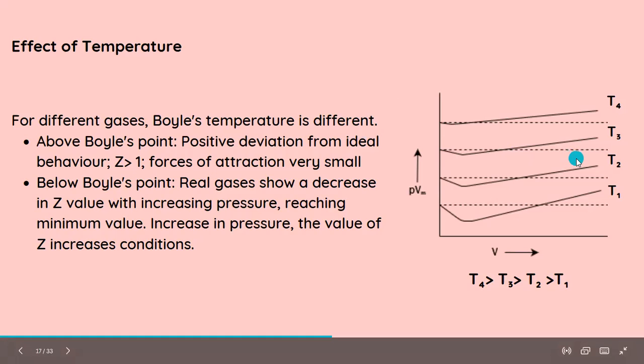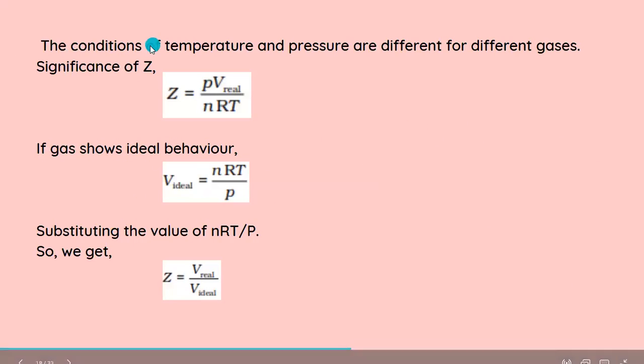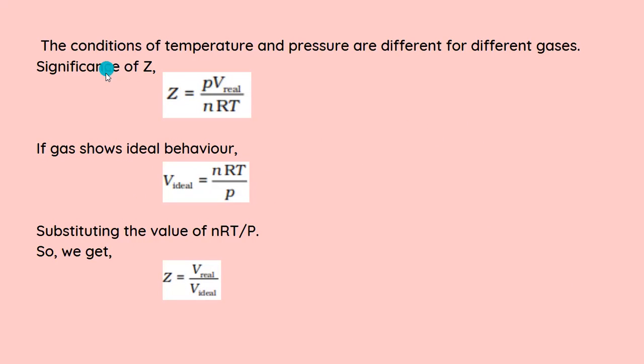Now, all of this is taken into consideration, and we are understanding the significance of Z. So for a real gas, Z equals PV, where V is the volume of the real gas, divided by nRT. Now, if the gas is going to show ideal behavior, you do not have to worry about the value of Z because that's equal to 1.